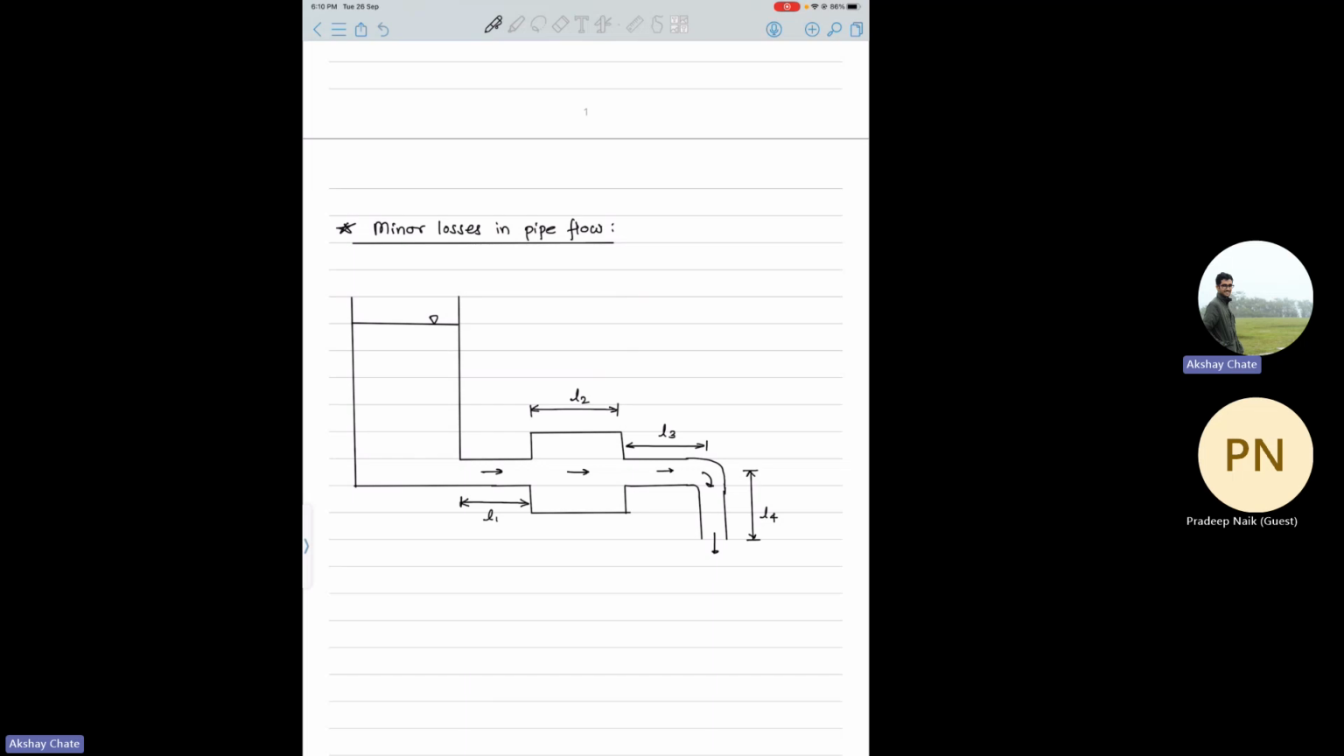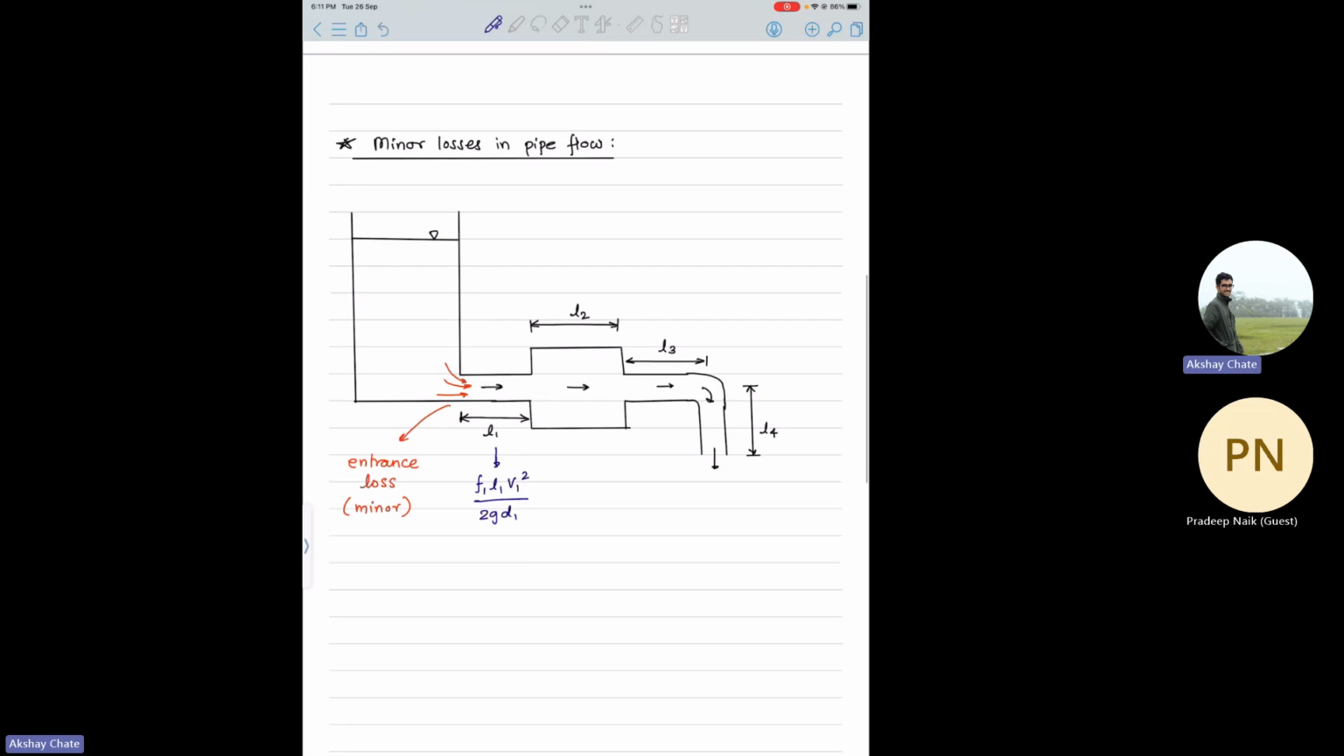So first of all, liquid is entering from the tank into this small cross-sectional area. There you will have an entrance loss, which is a loss in pressure or loss in head. This entrance loss is a minor loss. Then the water flows through length L1, where you will have the typical loss we considered in the last class, f1 L1 V1 square by 2 g D1. This is the Darcy-Weisbach head loss, and it is a major loss.